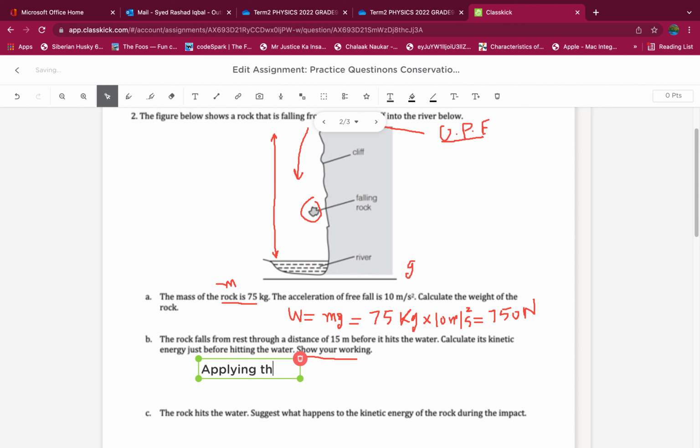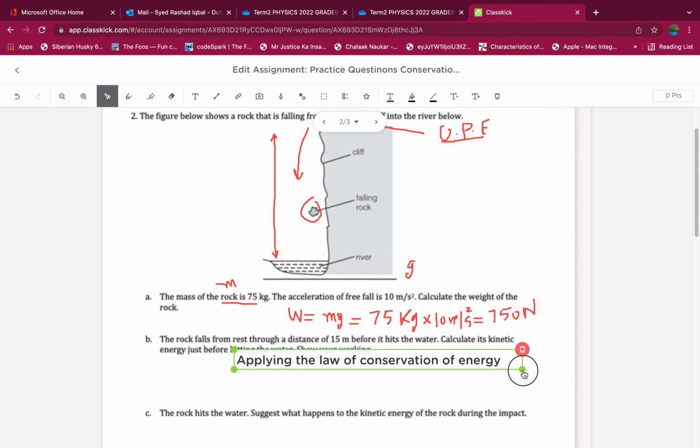Applying the law of conservation of energy. You will use this relation. According to this relation, what can we write? Kinetic energy at the bottom is equal to potential energy at the height. Both are equal to each other. So we will use this relation to find the kinetic energy at the bottom.